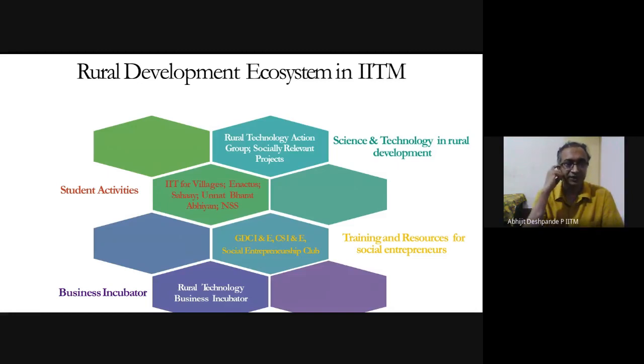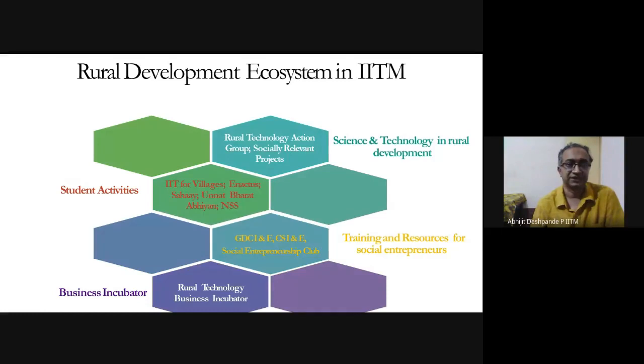Just to summarize, there are various ways an academic institution such as IIT Madras interfaces with the overall rural ecosystem. We have student activities which are driven largely by students. On the other hand, we have business incubators, like HTIC, also in the rural domain itself: the Rural Technology Business Incubator. We also have the social entrepreneurship cell, providing training and resources for social entrepreneurship. This is still more in human resources and capacity building. But as far as IIT is concerned, its core competency lies in technology solutions, technology development, science and technology.